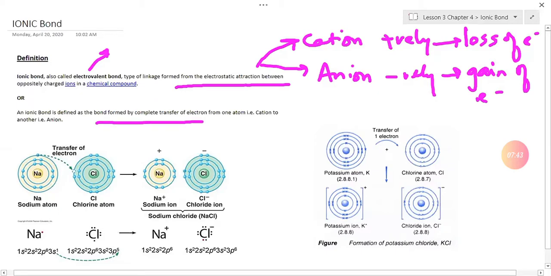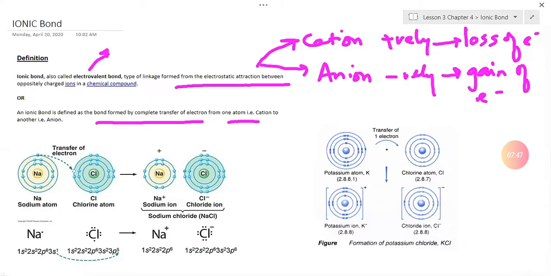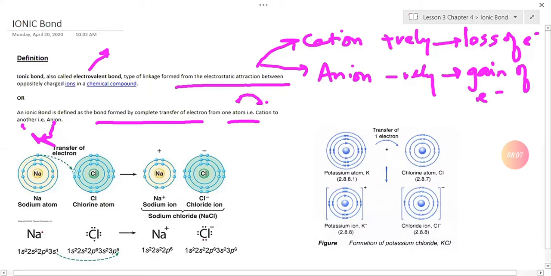Similarly, we can also define an ionic bond by complete transfer of an electron from one atom to another. The one which is losing is the cation and the one which is gaining is the anion. Okay, let's come to an example. Here you are shown an example for the formation of sodium chloride, an ionic compound, and it is a very common example. Let's see the sodium atom first.